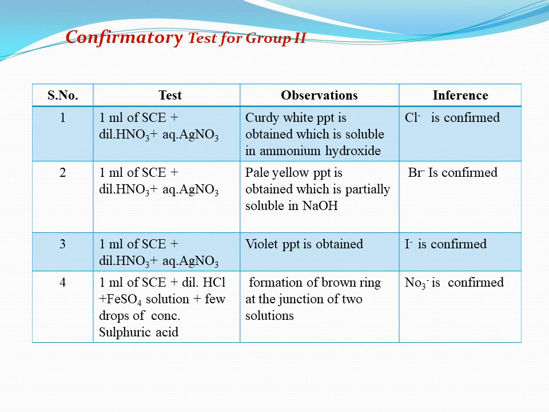If you get a violet PPT, it means that iodide is confirmed. And for confirmation of nitrate ion, you have to take 1 ml of SCE, that is sodium carbonate extract. To this you have to add dilute HCl and ferrous sulfate solution. Then you have to add a few drops of concentrated sulfuric acid. There is a formation of a brown ring at the junction of two solutions. If this is obtained, it means that nitrate is confirmed.